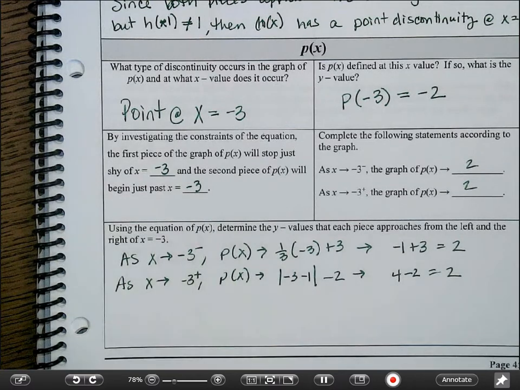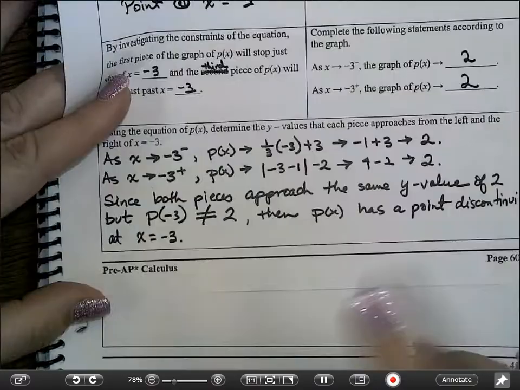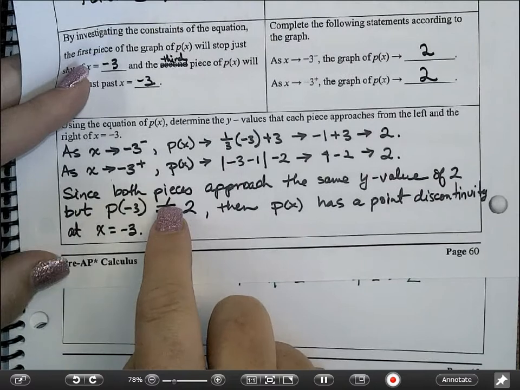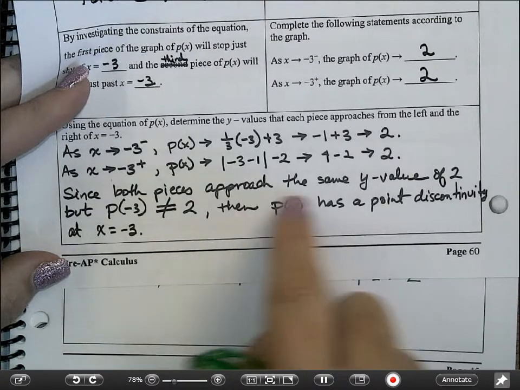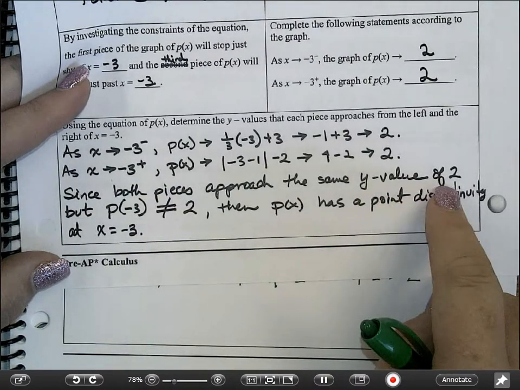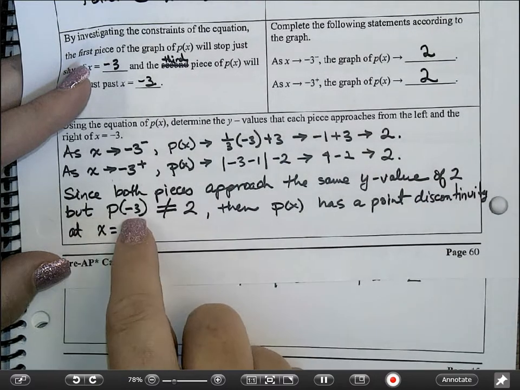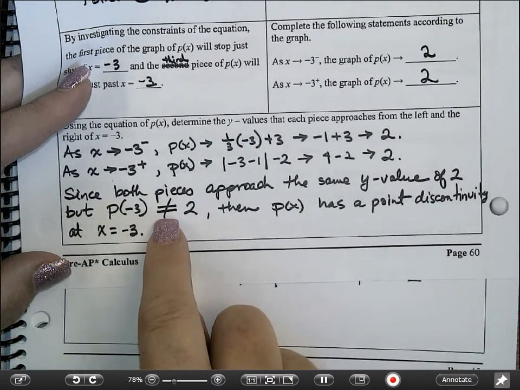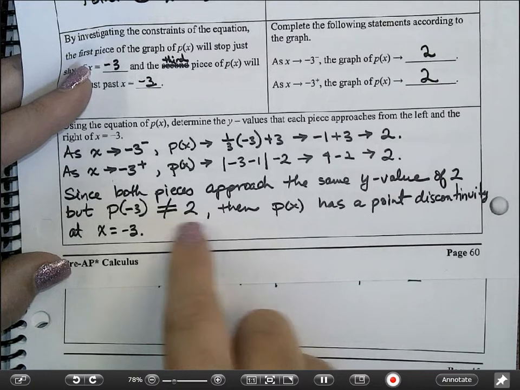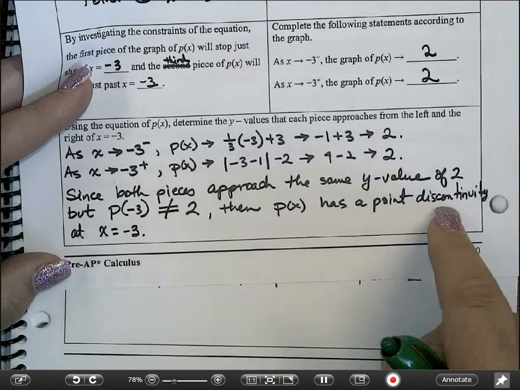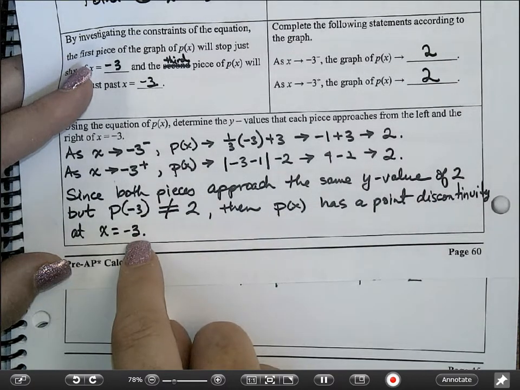And we can say this right here. Since both pieces approach the same y value of 2, but p of negative 3 does not equal 2, then p of x has a point discontinuity at x equals negative 3.